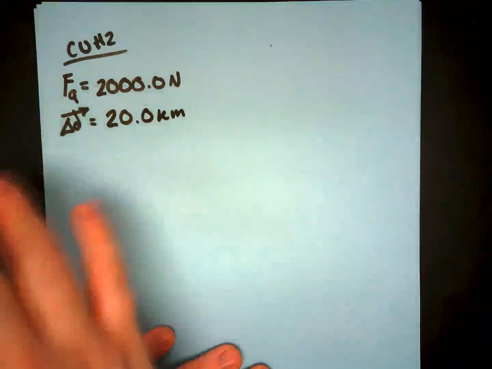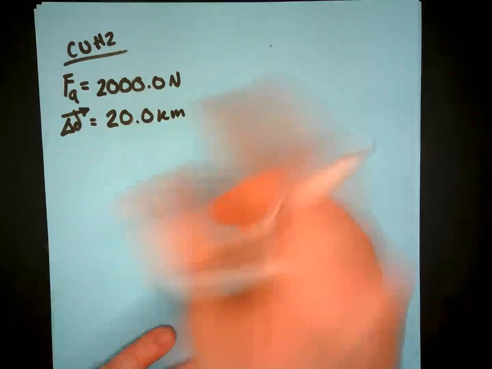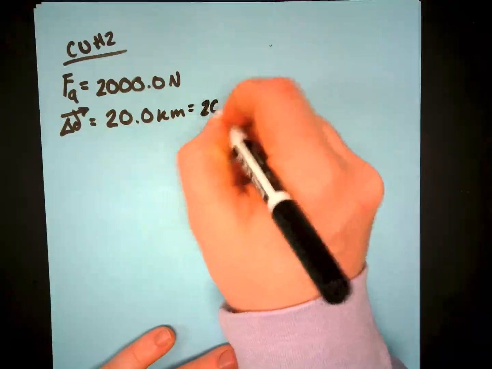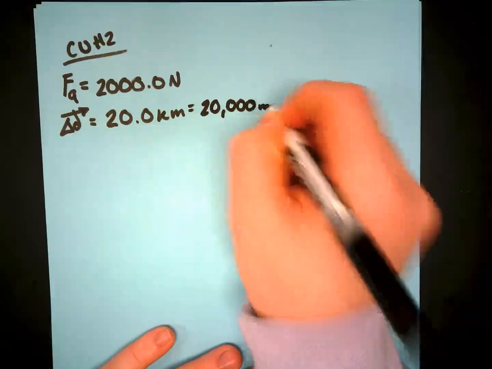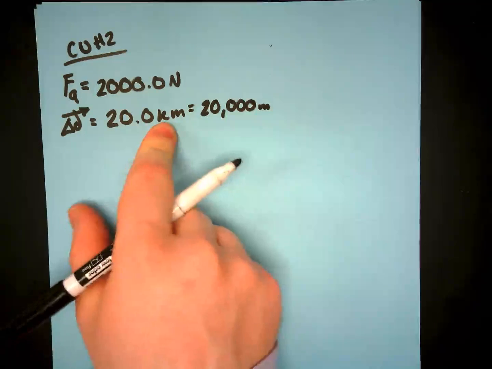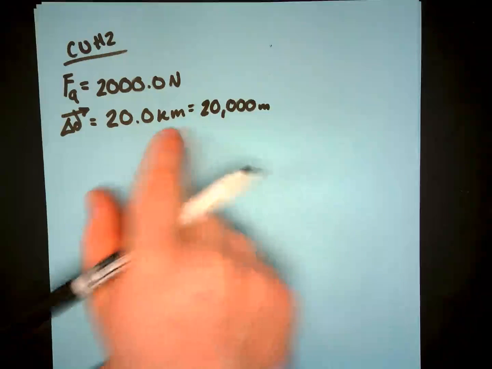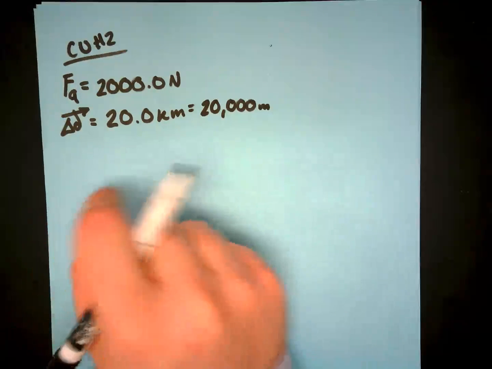Before we move on any further, I'm going to change this real quick to meters. So it's going to be 20,000 meters, because our number is going to be off if we use kilometers. Remember, it's Newton meters, not Newton kilometers.